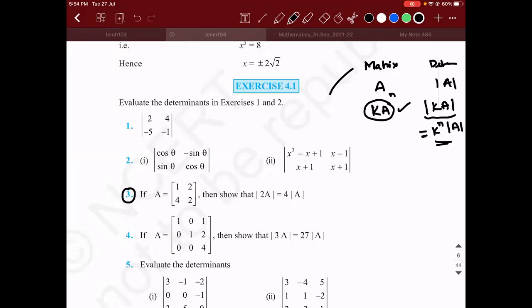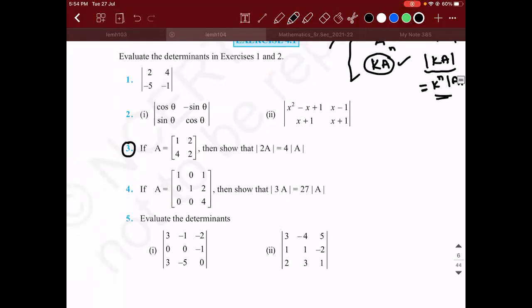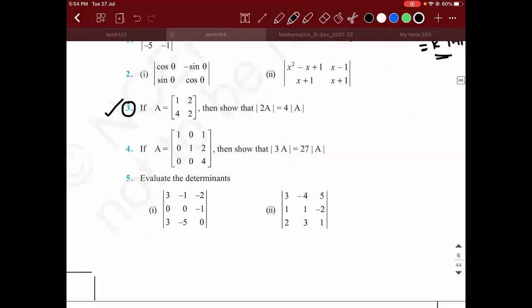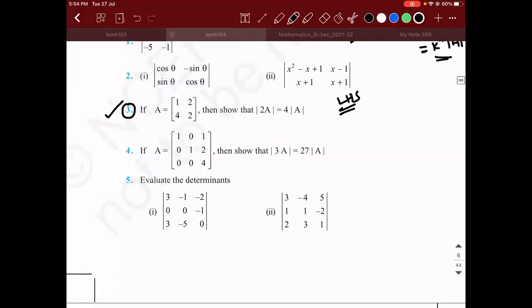So this can be an MCQ question because it's a property, right? Why I got this idea is, look at the third one. A is equal to 1, 2, 4, 2. Then show that determinant of 2A is equal to 4 times the determinant of A. Let's take the LHS. What is 2A, guys? 2, 4, 8, 4. What is determinant of 2A? 8 minus 32. Answer is minus 24.